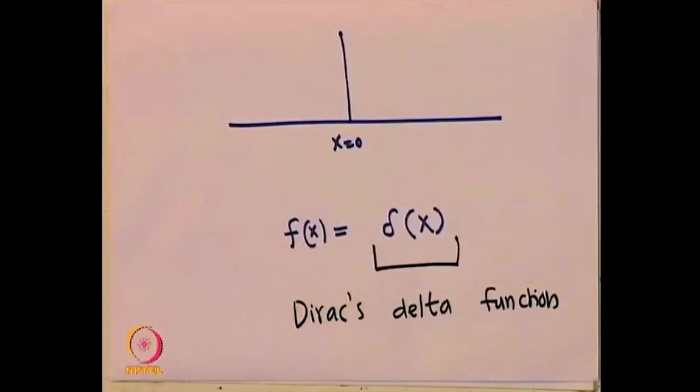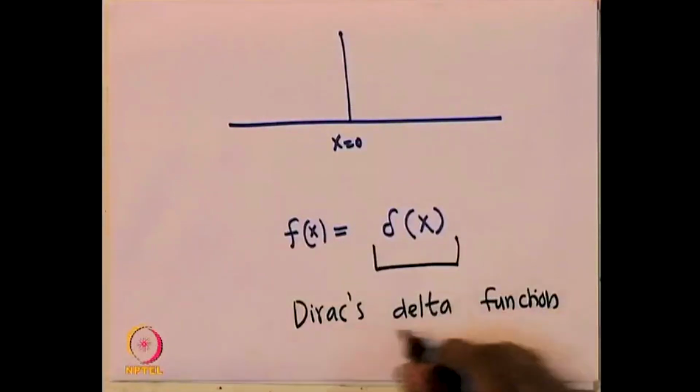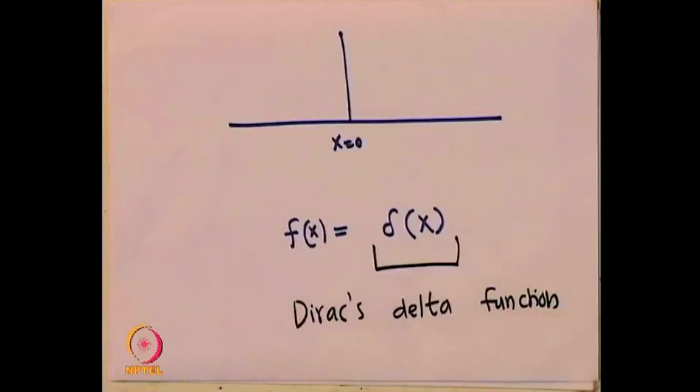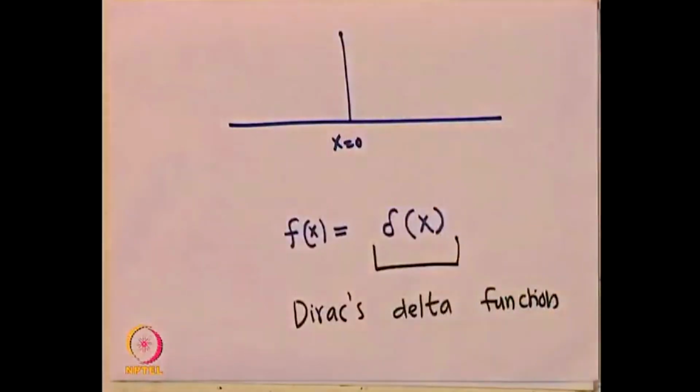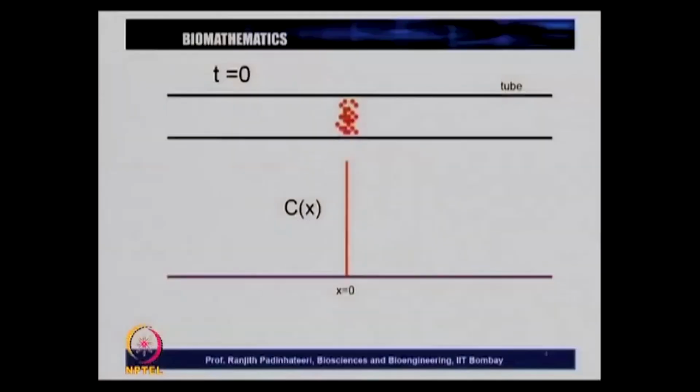Basically, this represents precisely what we just said: you have something only at some particular point, and everywhere else it is 0. There are some particular properties for the Dirac delta function. We will not go into them, but what I am trying to say is that you can represent this mathematically using the delta function. So the concentration that you see here, C of x, can be written as a Dirac delta function.